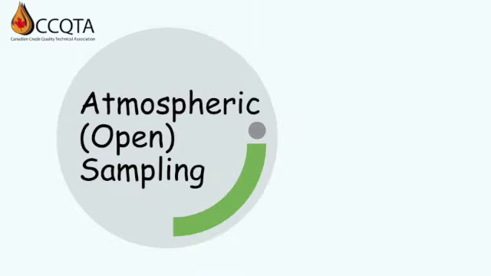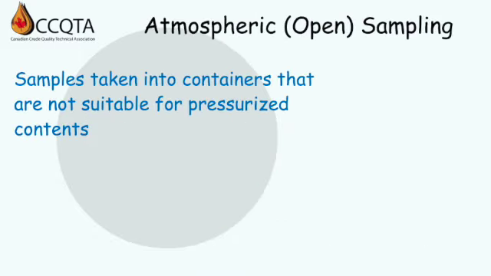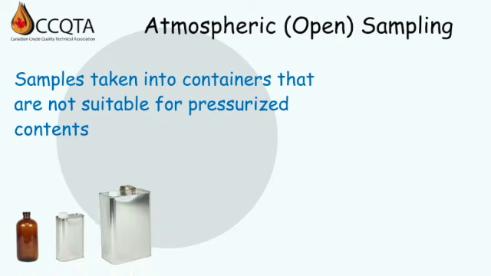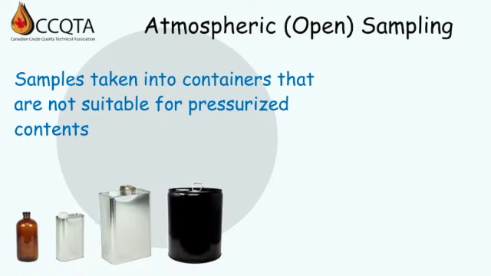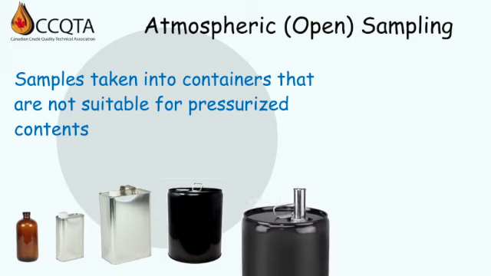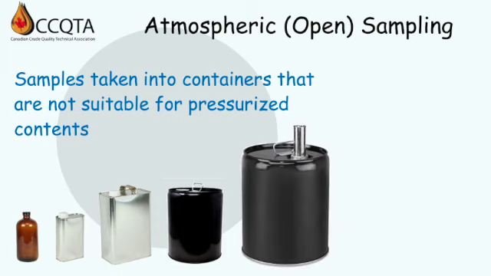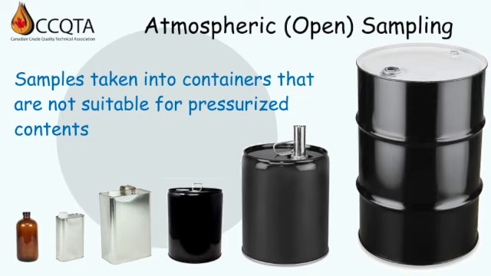We will look at atmospheric or open container sampling first. Atmospheric sampling is the practice of sampling into a container that is not intended and or suitable for pressurized contents. These containers include bottles, tin cans, bigger tin cans, jet fuel type sealed containers, larger like 20-liter cans, up to even barrels. You would never sample a high-pressure product such as LPGs, which are predominantly propane or butane, into any of these containers.